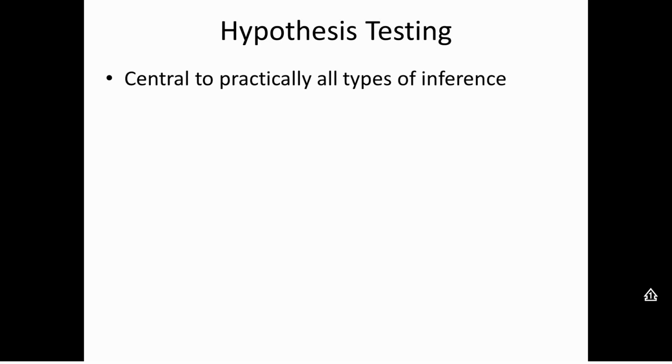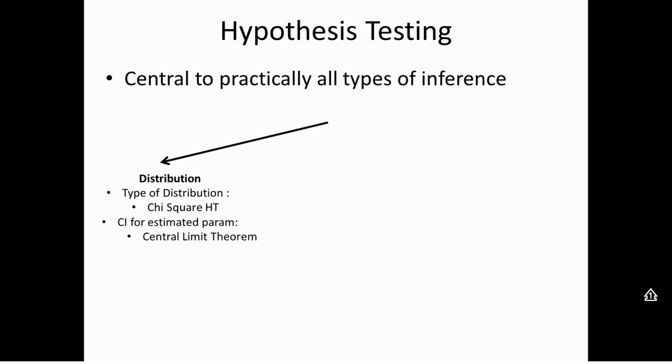I want to go back to the examples I talked about before. So this is something that is used in all types of inference because it's a very basic way of testing our generalizations. And so if we're looking at generalizing something about a distribution and we want to try to determine what type of distribution we have, we can use a chi-squared hypothesis test. If we're looking at the confidence interval for an estimated parameter, whenever we estimate a parameter, there's going to be errors. We put an error bar around it. That's generally going to come from the central limit theorem, and that's something that pops up in hypothesis testing, although it's not a hypothesis test in and of itself.